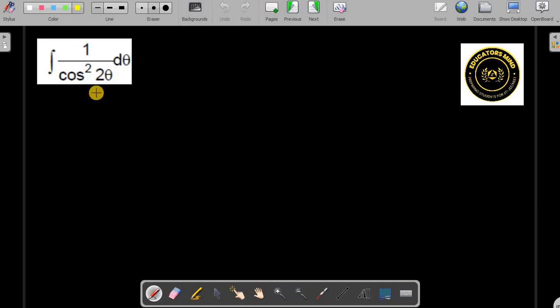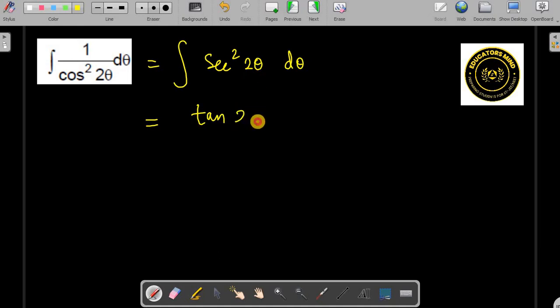Then let's do this one, cos square 2 theta. This can be written as the integration of secant square 2 theta d theta. Now this can be done directly without substitution, because the integration of secant square theta is tan, and whatever angle is there, that angle will come, and the coefficient of theta gets divided. That you remember, and directly in one step you will do that. Like this, the coefficient gets divided.